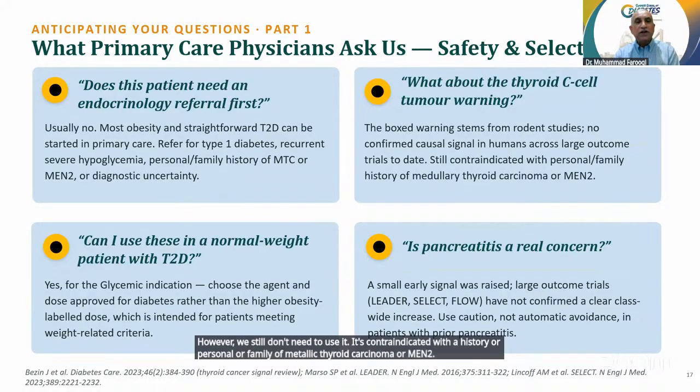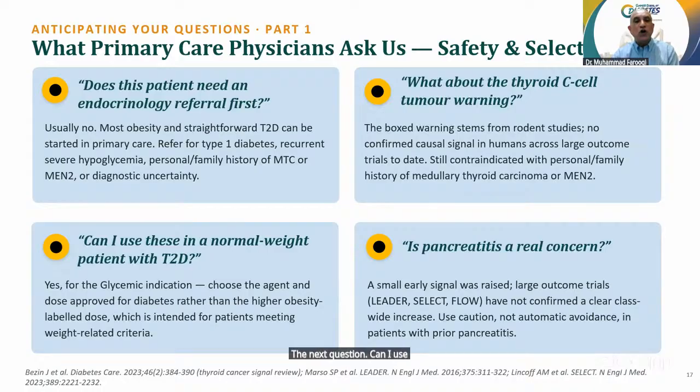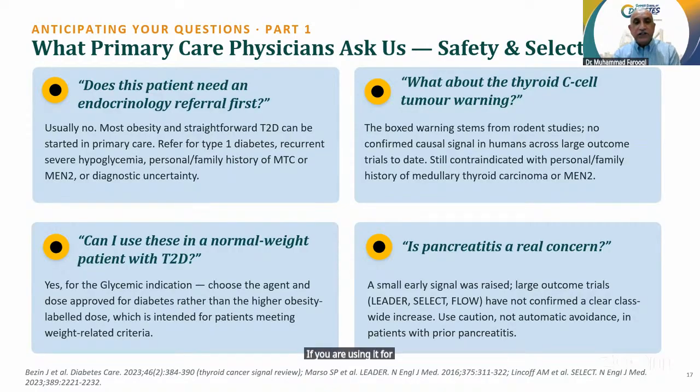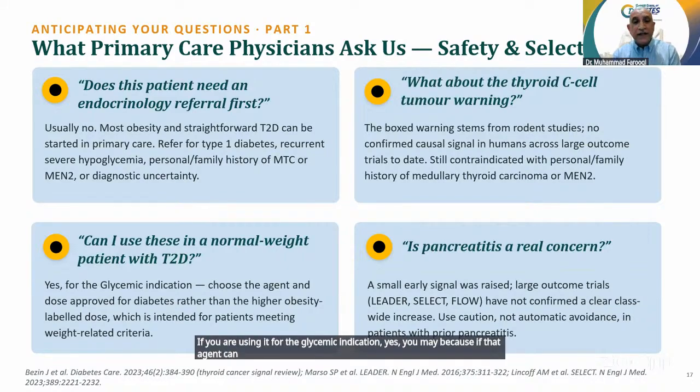The next question, can I use these in a normal weight patient with type 2 diabetes? If you are using it for the glycemic indication, yes, you may, because that agent can help reduce the hemoglobin A1C, at a dose that is approved for diabetes, rather than the higher obesity labeled dose, which is intended for patients with obesity.